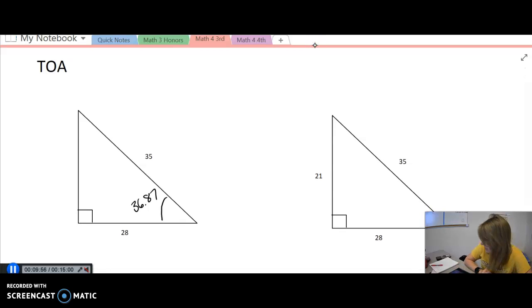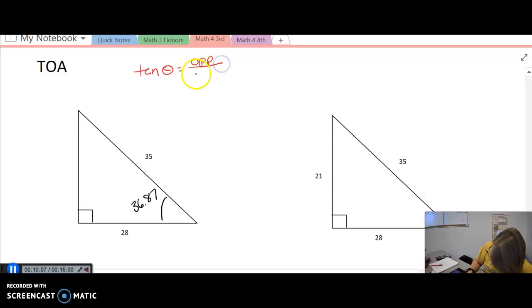So now we have TOA, and that's going to be my tangent. So tangent of theta, not tan, equals opposite over adjacent. So this one we don't have to deal with the hypotenuse at all. So again, I get tangent, opposite, adjacent. So let's look at our first example.